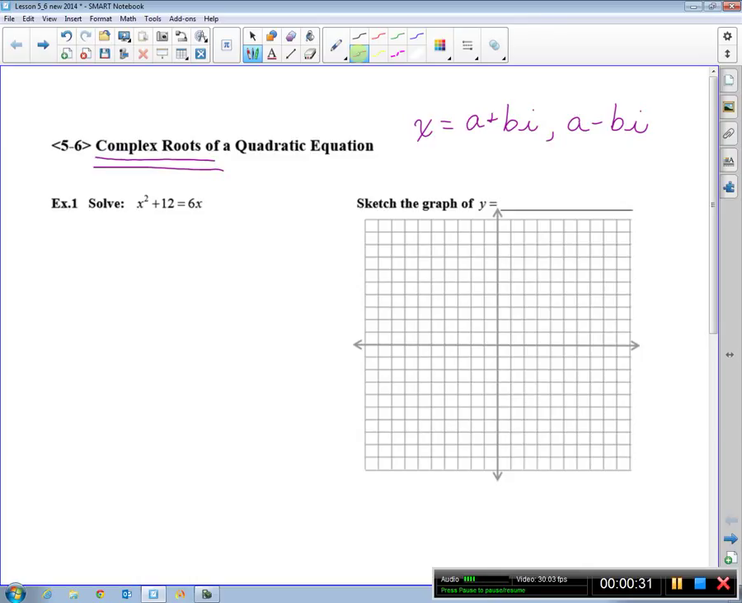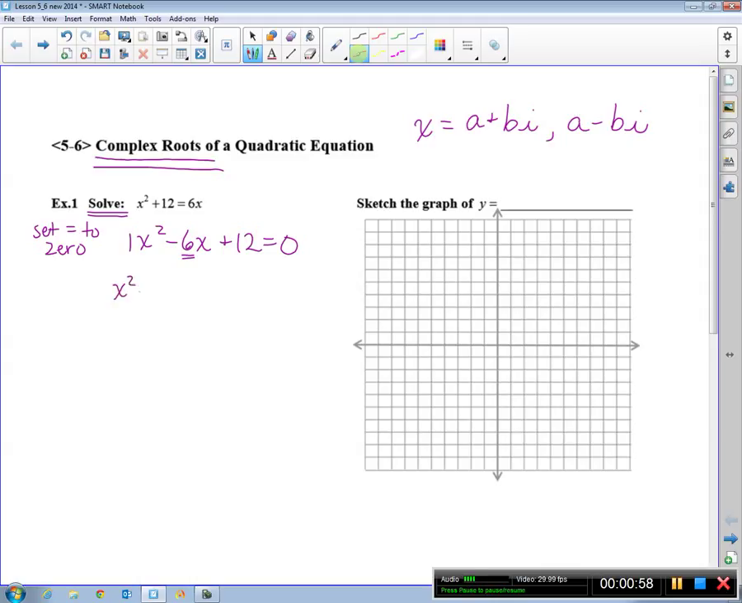Number one, remember to solve quadratics, we want to set it equal to 0. So we have x squared. Bring the 6x over by subtraction and set it equal to 0. Now, this one doesn't say which way to do it, but I see I have a nice even number here and a 1 here. So I'm going to use completing the square.